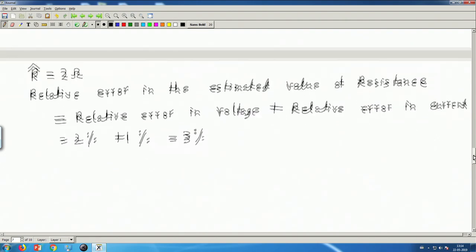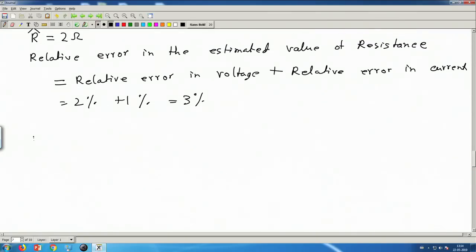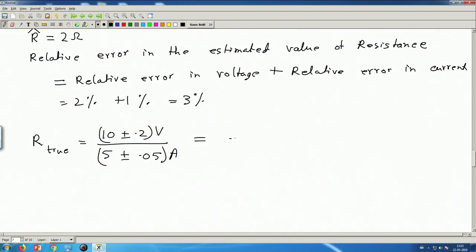You could have done it thoroughly also: R true is equal to 10 volt plus minus 2%, which is 0.2 volt, divided by 5 ampere plus minus 1%, which is 0.05 ampere, and then you expand this, find the absolute error and find the relative error. You can complete it and finally you will see that the relative error comes out to be 3%. I will be happy if you find the relative error with a thorough computation like this. So I put this as a homework once again.